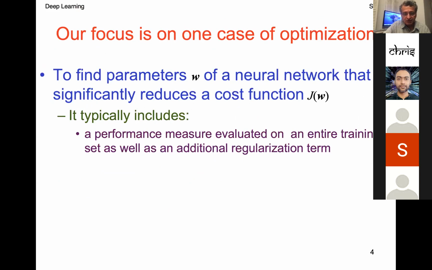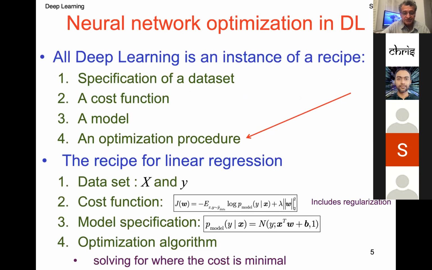Our focus in the case of optimization is to find parameters of a neural network that reduce a cost function J(W). That is the standard goal: what values of W are going to minimize the cost function. It typically includes a performance measure evaluated on an entire training set, as well as an additional regularization term.